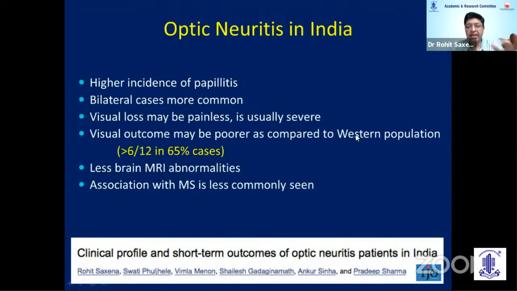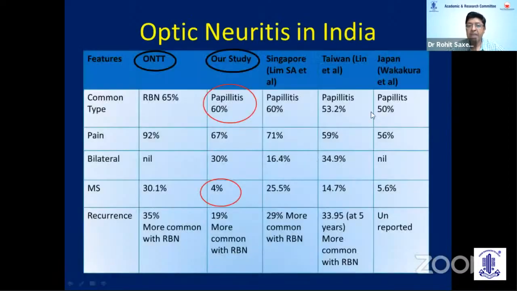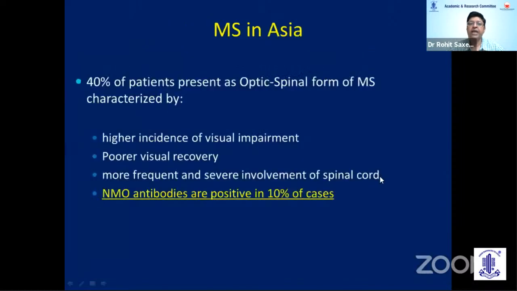In India, in the early years, the early 2000s, we used to find them to be very different, or at least moderately different, from the ONTT profile. We had a high incidence of papillitis, bilateral involvement, painless visual loss, and poorer visual outcomes, and we were not sure exactly what we were dealing with. This was the scene with a lot of studies from Asian groups, Singapore, Taiwan, Japan. Over time, we have realized that probably they were the opticospinal form with an NMO positive antibody.